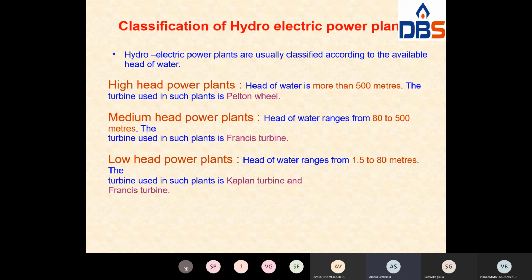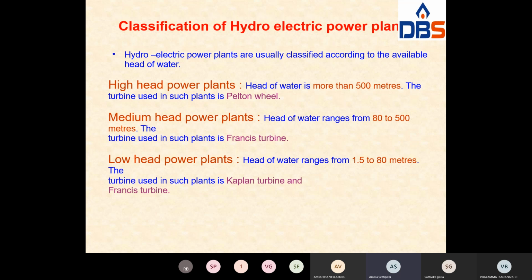Medium head power plants are those where the head of the water ranges from 80 to 500 meters. The turbine used in such plants is the Francis turbine. Low head power plants are those where the head of the water ranges from 1.5 meters to 80 meters. The turbine used in such plants is the Kaplan turbine, so low head power plants use either the Kaplan turbine or the Francis turbine.